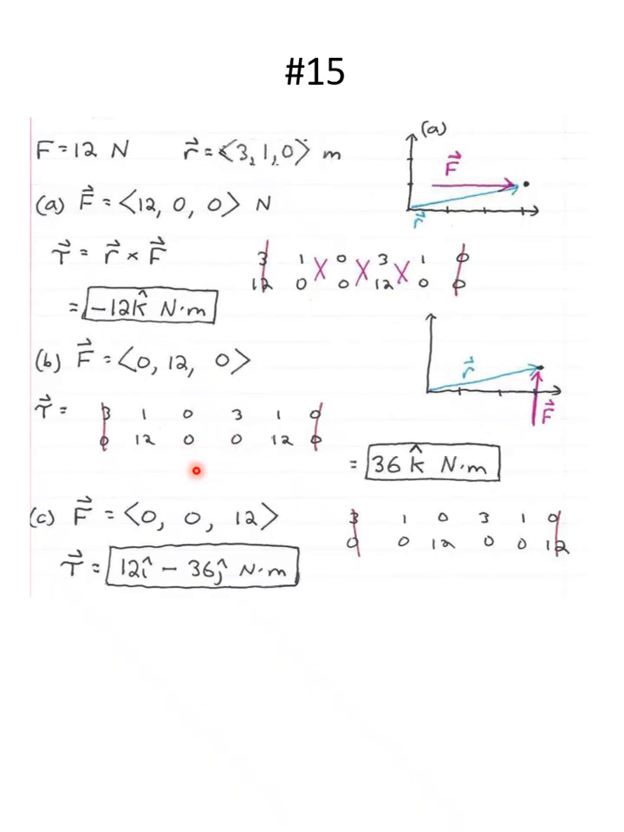And the only part that's there for torque is the z component. 3 times 12 minus 1 times 0. So that's positive 36 in the z direction, 36 k hat Newton meters.